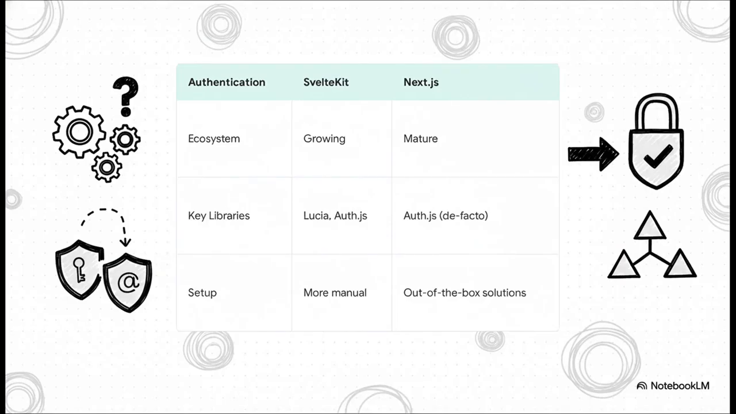And we see this exact same pattern with other crucial things, like authentication. In the Next.js world, Auth.js is pretty much the de facto standard. It's mature, it's reliable, it just works. In SvelteKit, the ecosystem is still kind of solidifying. Auth.js does have support, but you also have other great choices like Lucia. It just means you might have to do a little more digging and a bit more setup yourself.